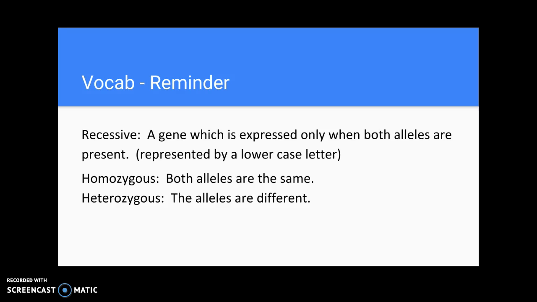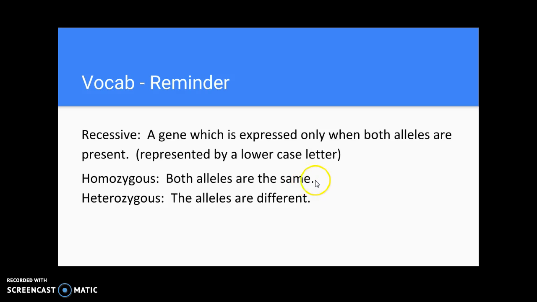That means that an allele such as lowercase a for albino skin color, you're only going to have the albino skin color if you have both lowercase a's, little a, little a. If you have a big A and a little a, you'll look like the big A says, because that is the dominant gene.